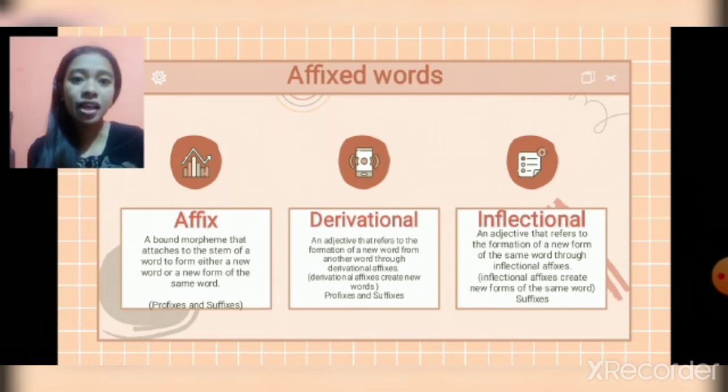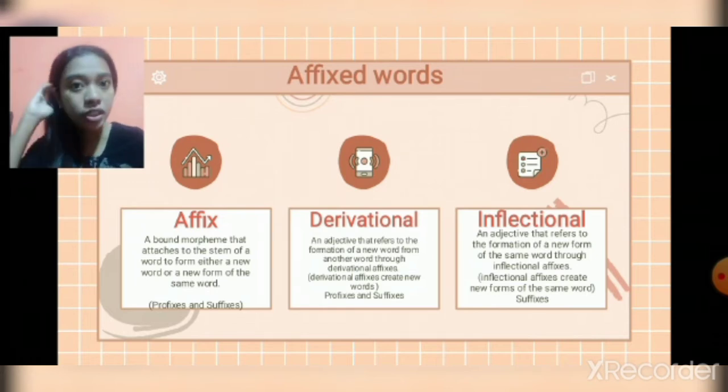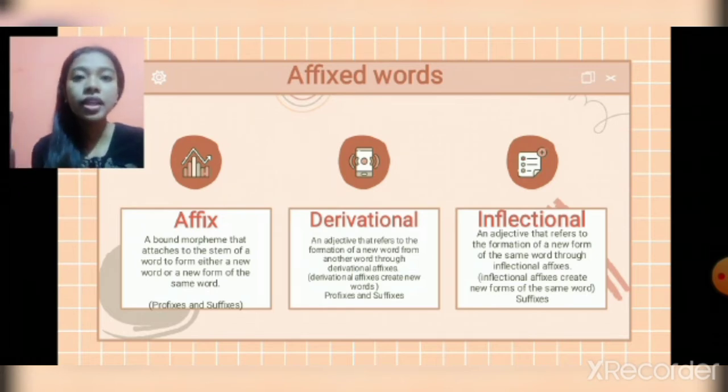What is a suffix and what is a prefix? First, we have to know what prefix and suffix are. A prefix is a word part added to the beginning of a word to create a new meaning. And then a suffix is a word part added to the end of a word to create a new meaning.